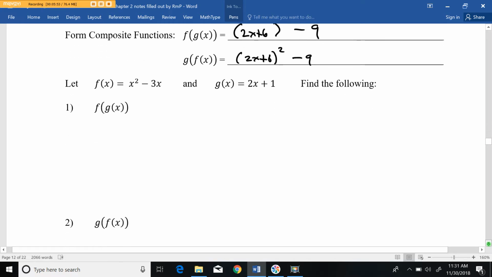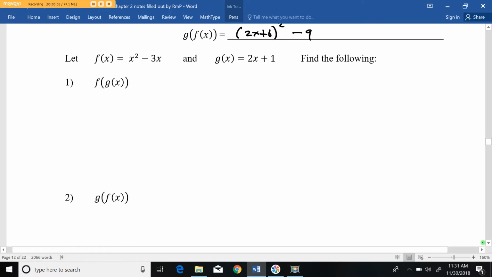More examples. All right, let's see what we're looking at here. f of g of x. This means we're going to take g of x and it goes into f. So this function is going to be placed here and here. That's going to equal 2x plus 1, quantity squared, minus 3 times 2x plus 1. This could be simplified, but I'm not going to bother.